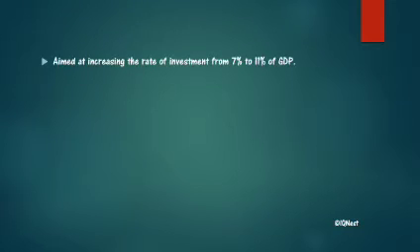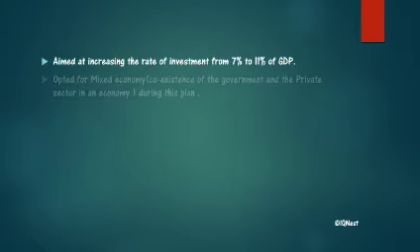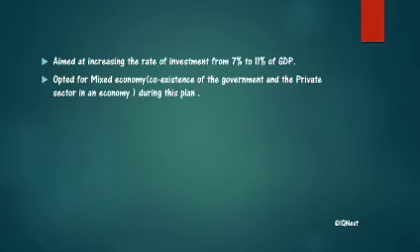The next point is the second 5-year plan aimed at increasing the rate of investment from 7% to 11% of the GDP. The last point, it opted for a mixed economy during this plan. Mixed economy means the coexistence of the government and the private sector in an economy. So the second 5-year plan is the first plan in which the mixed economy concept was introduced for the first time.